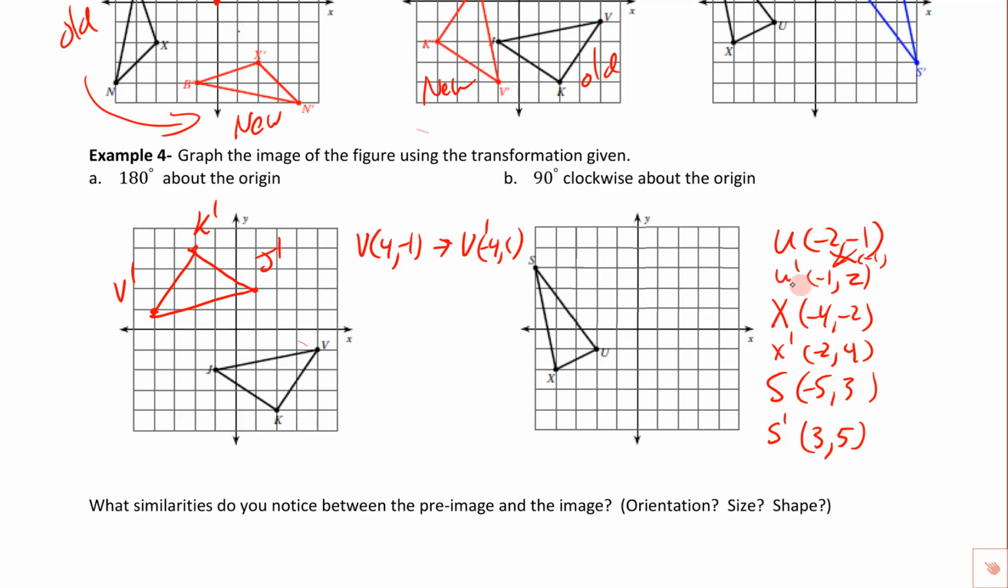Okay, so let's go ahead and graph these. U prime would be -1, 2, so back 1 and up 2. So there's U prime. X prime would be -2, 4, so back 2 and up 4. So here's X prime. And then S prime would be 3, 5. So over 3 and up 5. So there's S prime. So this is what it looks like. Now you'll notice that we've kind of got this cone shape pointing up and to the left. Now we've rotated it and it's pointing up and to the right. So there's our 90-degree clockwise rotation.